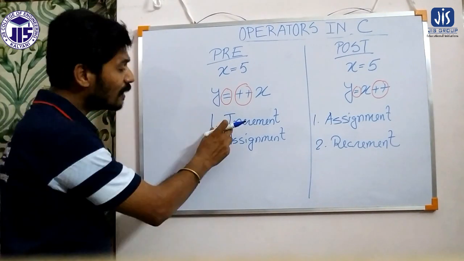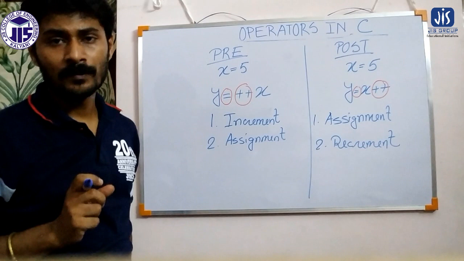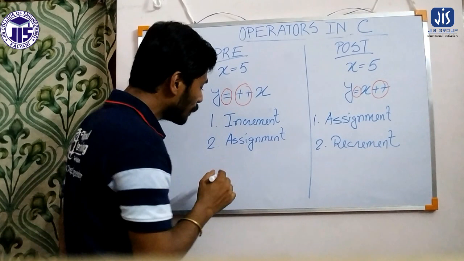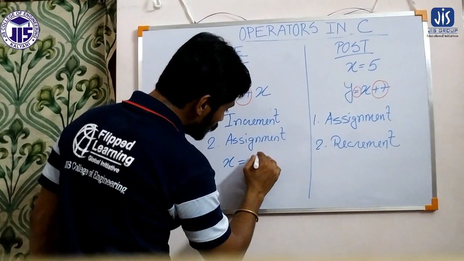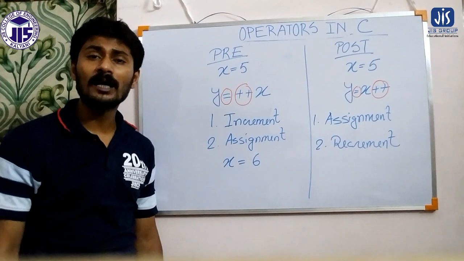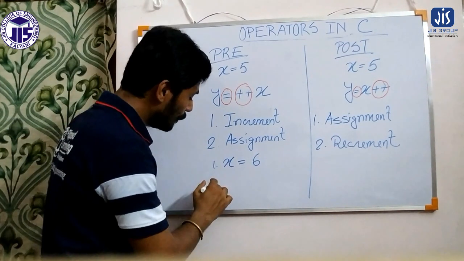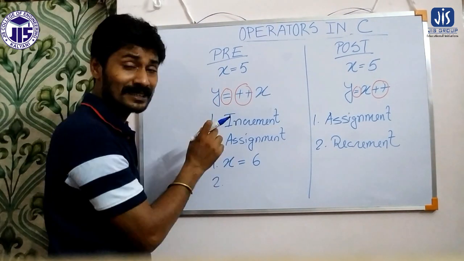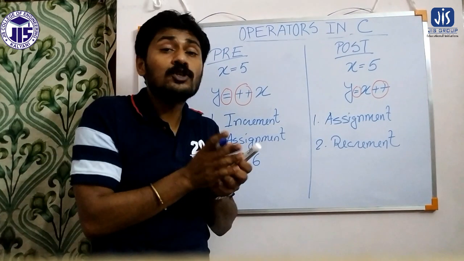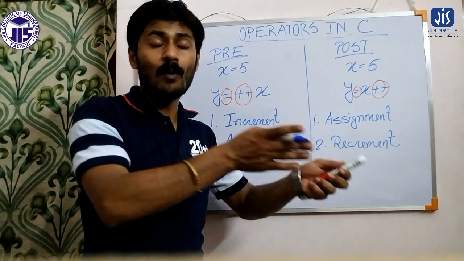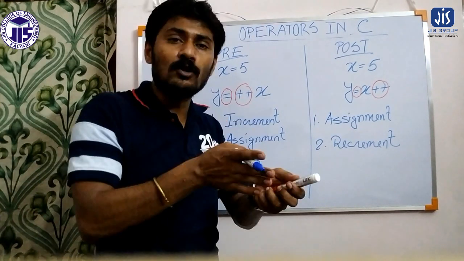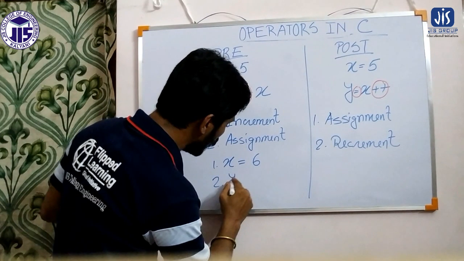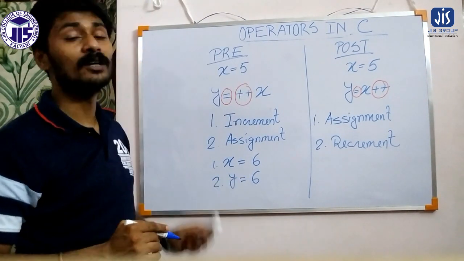In pre-increment, first the value of x will be incremented. The value of x was 5, so due to this increment operation, the value of x will become 6. Number two, then it will perform the assignment operation. What is the assignment? y equals to x. That means in the y variable it will store the incremented value of x, because the increment operation has already been performed. So the value of y will also be 6, which is the incremented value of x.